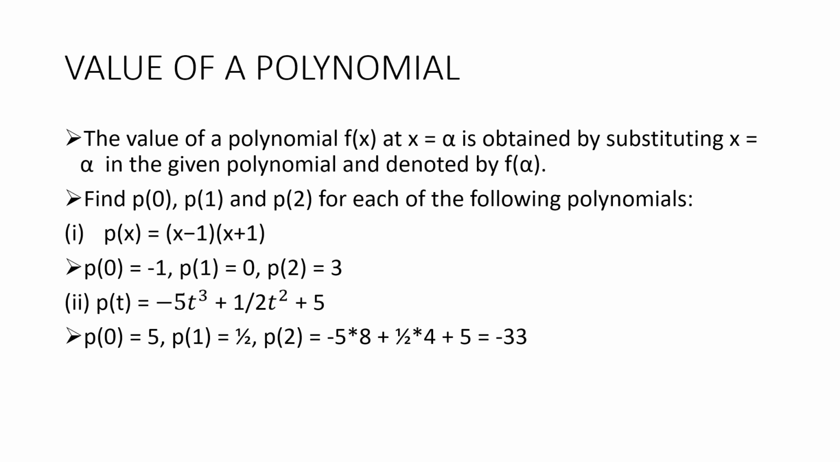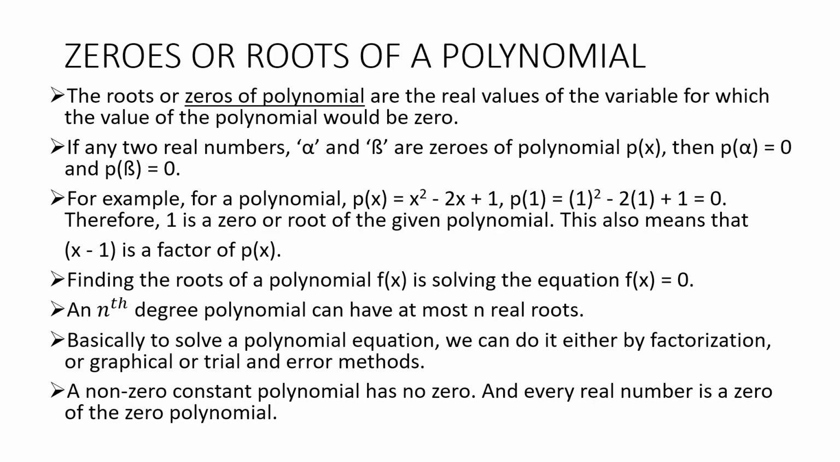Second example, let p of t is equal to minus 5t cube plus half t square plus 5. Here, if you put t is equal to 0, you get 5. If you put t is equal to 1, p of 1 will give you half. If you put t is equal to 2 in the given polynomial, you will get p of 2 equal to minus 33.